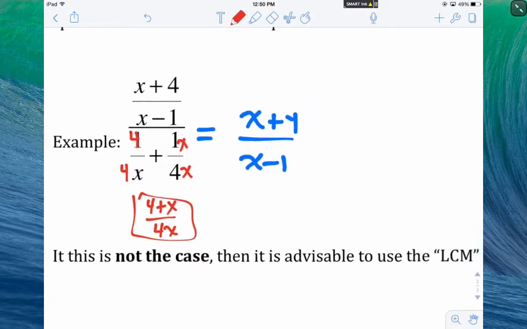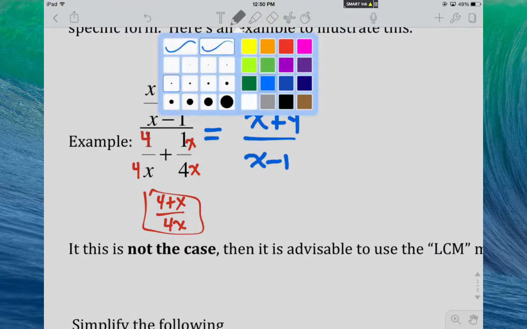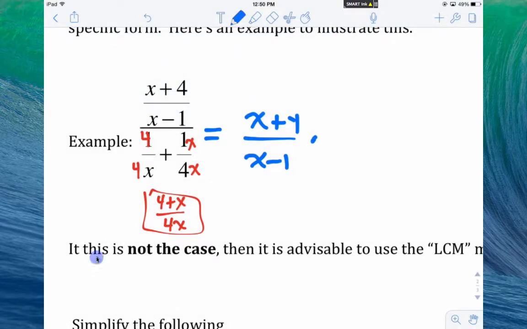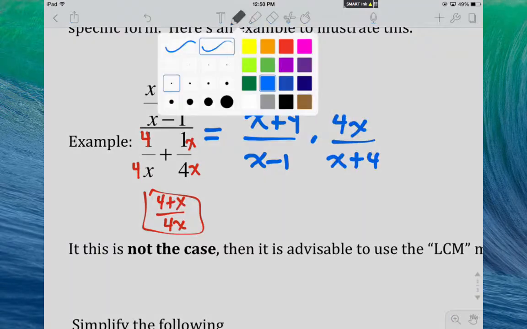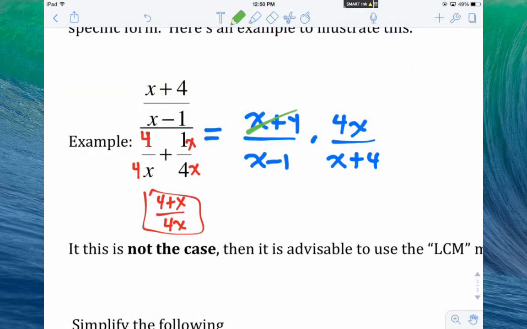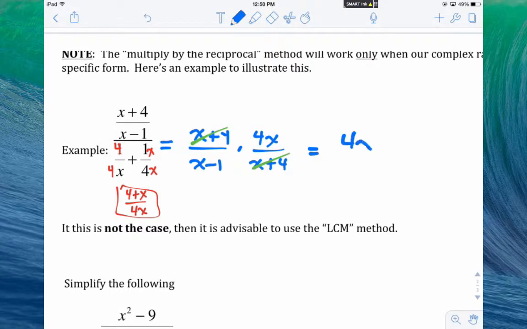And now that we have a simple fraction as our denominator, we could go ahead and multiply by the reciprocal of this, because it's hard to find a reciprocal unless you're dealing with a single fraction. So we have the reciprocal is 4x over 4 plus x, which is also the same as x plus 4. And there, we'd have some simplification opportunities, and our final simplified version would be just 4x over x minus 1.